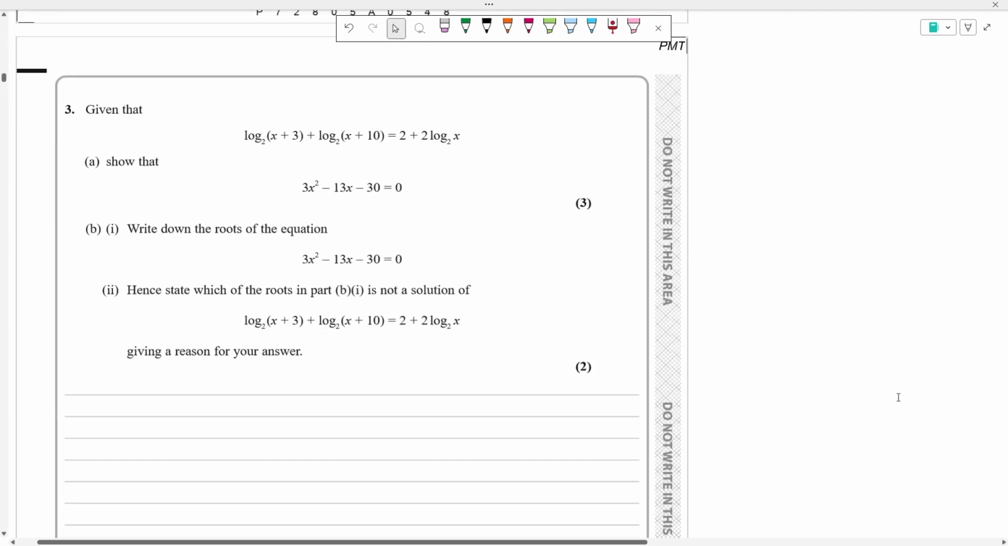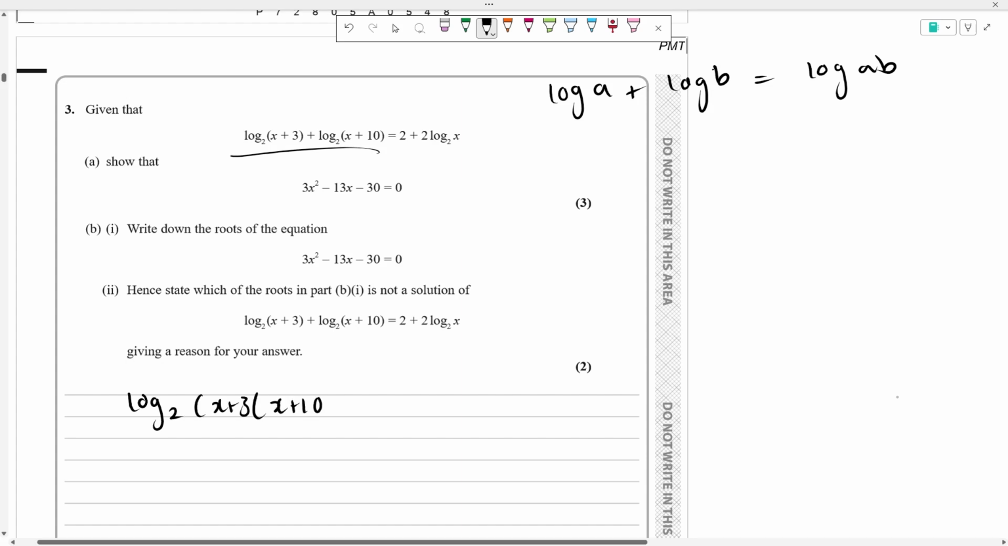Question 3. We've got a logs question here. Part A is asking for this sort of quadratic. The first impression I have is to essentially combine all our logs together. With our log laws, whenever you have some sort of addition of logs, you should really try to simplify them like so, because you can just go ahead and multiply. So that's exactly what I'm going to do. This gives me log 2 of x plus 3 times by x plus 10 is equal to 2 plus 2 log 2x.